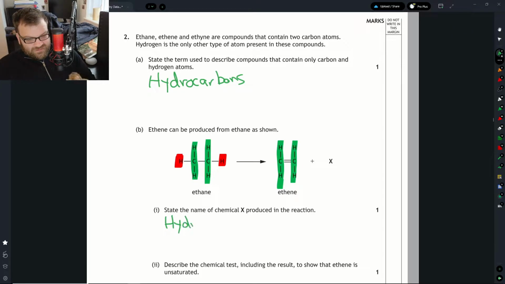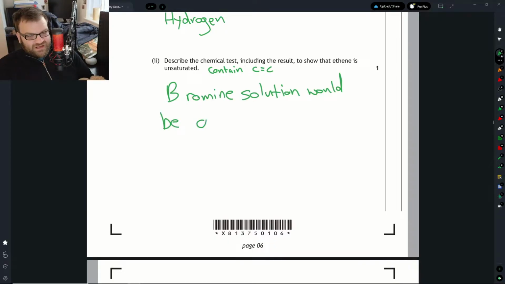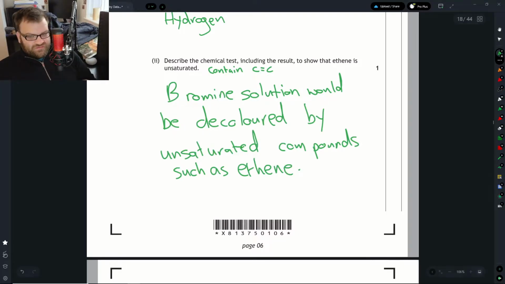That would answer. Next, show that something is unsaturated. This means it contains carbon to carbon double bonds. Saturated has single bonds between carbons. Unsaturated has carbon to carbon double bonds. We would use bromine solution, or bromine water, which would be decolorized by unsaturated compounds. And that would be something like your ethene.